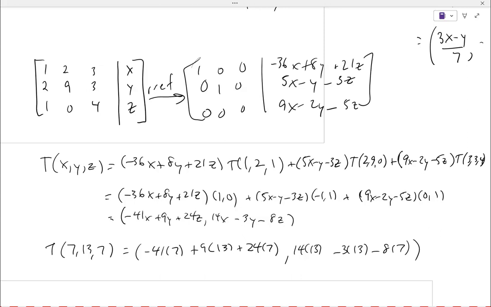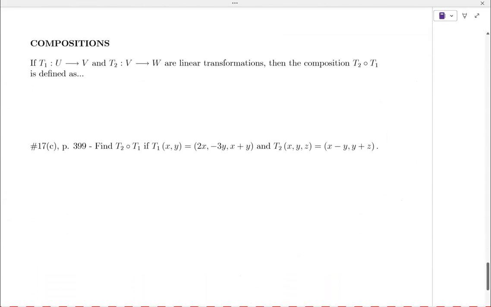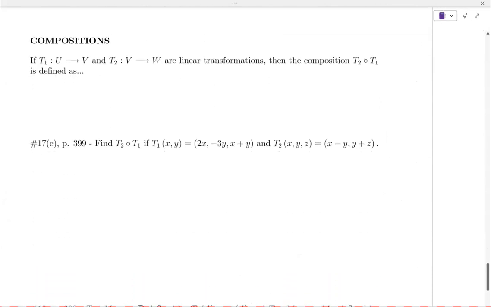All right, so let's go on and talk about the additional concept here that we have on this handout before we go on to some new stuff. And that's the idea of composition.